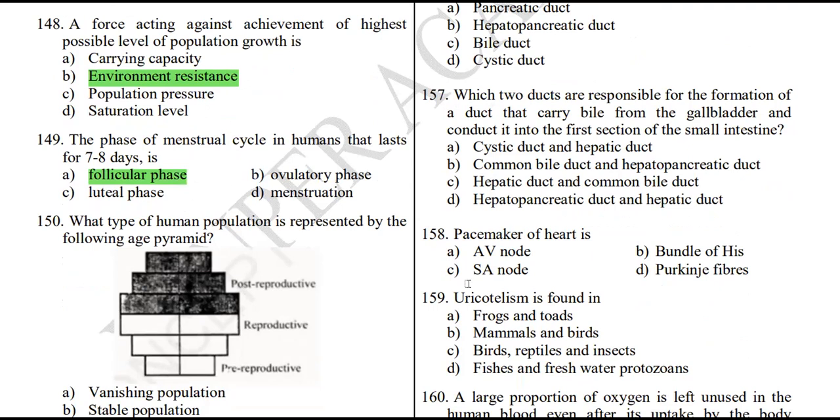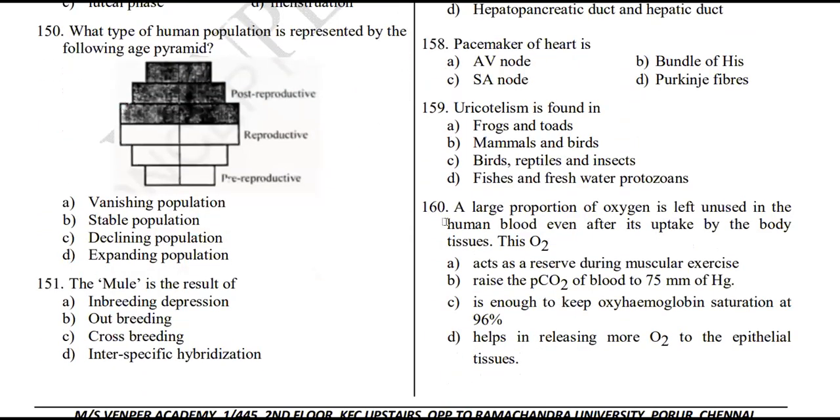And then, what type of human population is represented by the following age pyramids? You can see post reproductive, meaning old people, are more here, and the adult people are less here, and babies are less here, which means these people will die. So what happened to the next generation? There will not be generations at all. So it's going to be a declining population. The population actually declines.